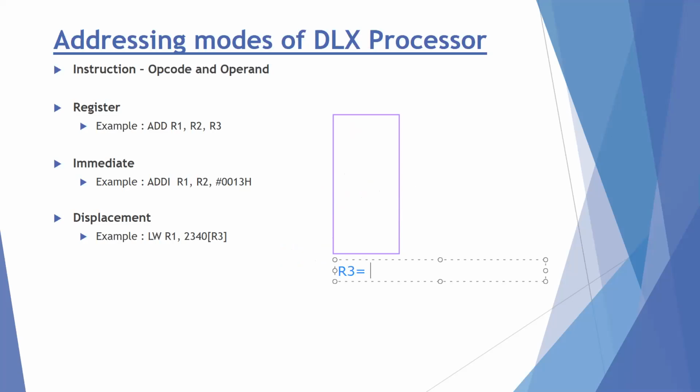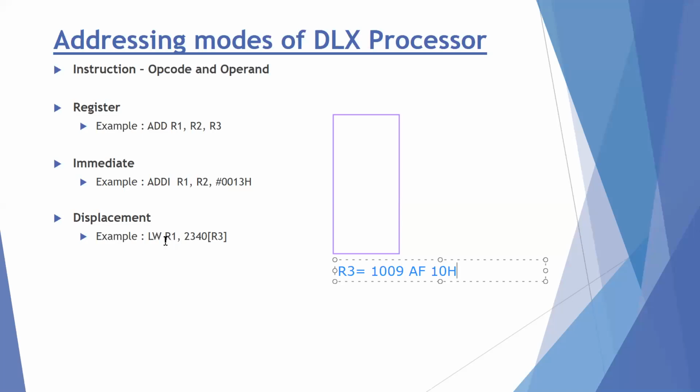R3 contains 1009 the AF100, right. Suppose now see the name the base displacement byte is given.